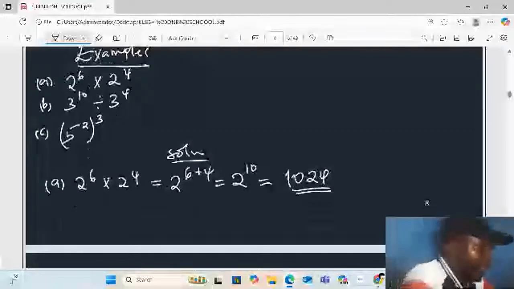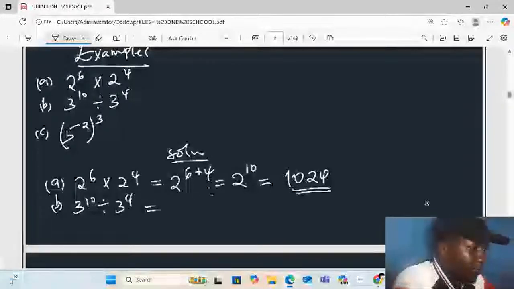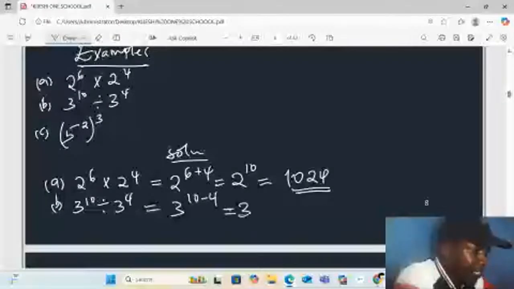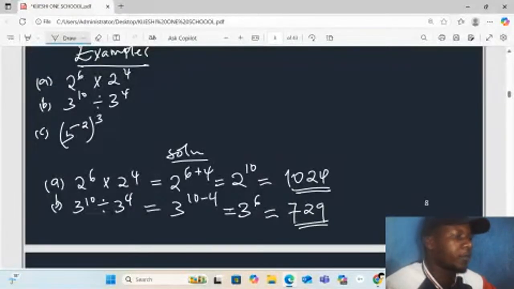Then having B, we have 3 power 10, then you divide by 3 power 4. Now we have the same base, we can apply the law. So we take 3 as the base. Then now that we are dividing, we subtract the powers. So you have 10 minus 4, so you get 3 raised to 6. And 3 raised to 6, you get 729. That becomes your answer.